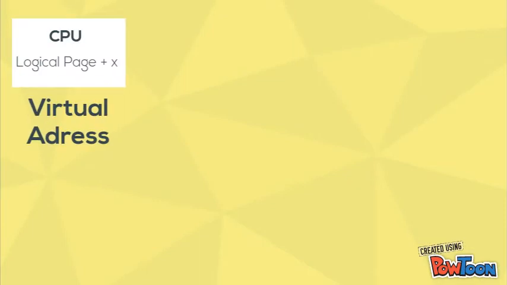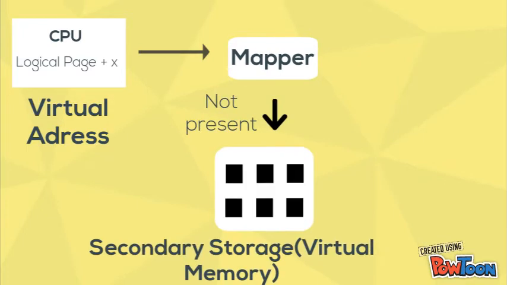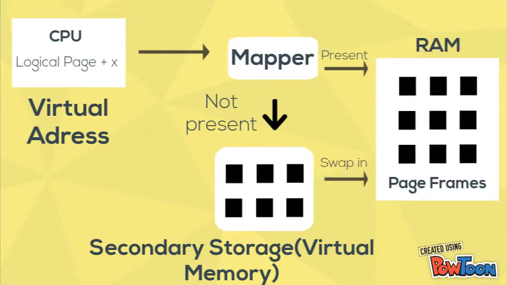This is our main graph. The process coming from the CPU will be mapped by the mapper. If it's not present, then the process will go to the virtual memory. If it's present, it will go directly to the RAM. The process in the virtual memory will undergo swapping, which will lead to the creation of page faults.